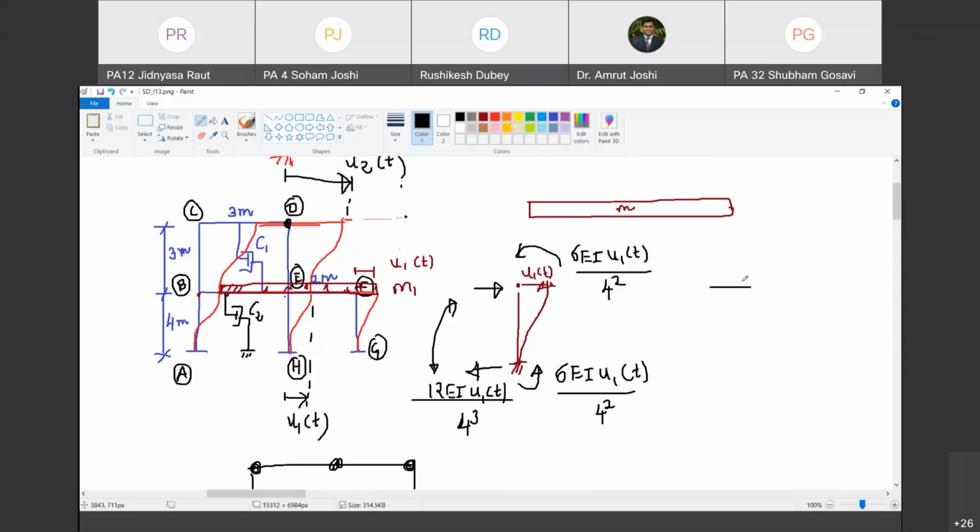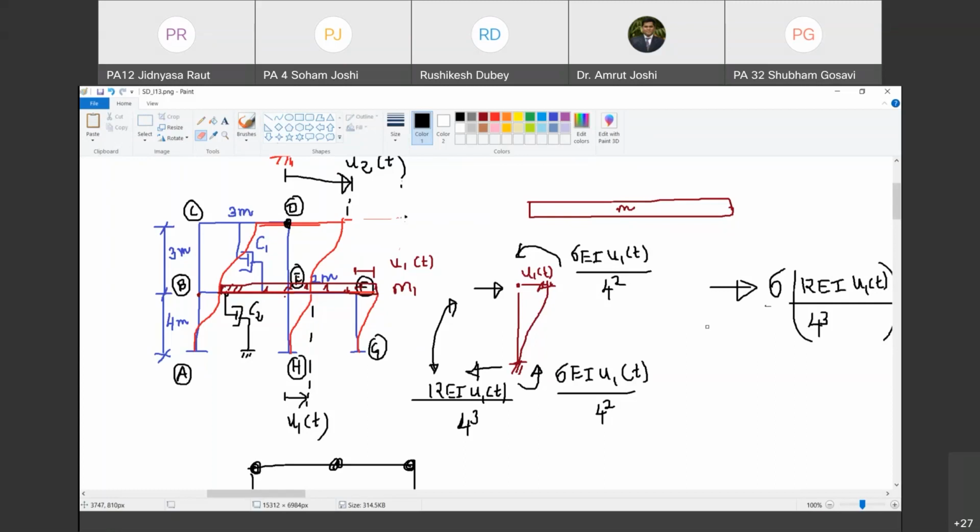So the total force you require to produce is equal to 6 times 12 EI into u1 of t, divided by 4 cube. That much force will act. Happy? Yes. Who applied this force on whom? This force must be the force applied by the slab on the column.